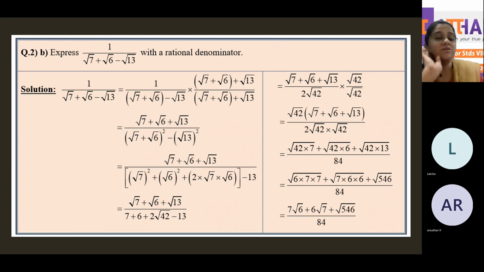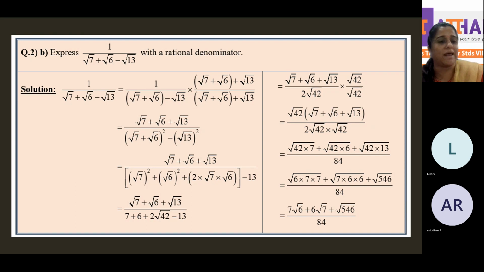Or maybe you have forgotten to write plus 2ab. You have just written a squared plus b squared. Has anyone done that? Please take down the correct answer and let me know where you've gone wrong. You should ask me questions because you can see it's exactly like the earlier one.